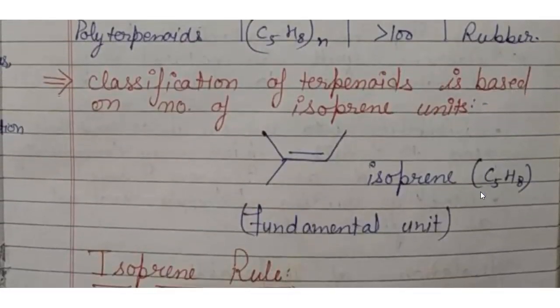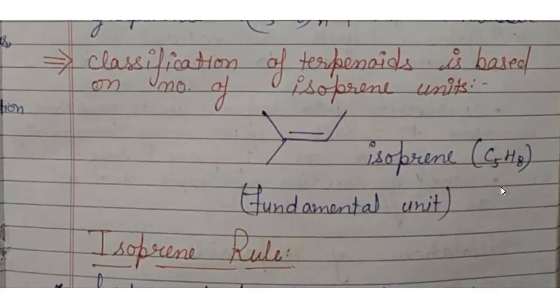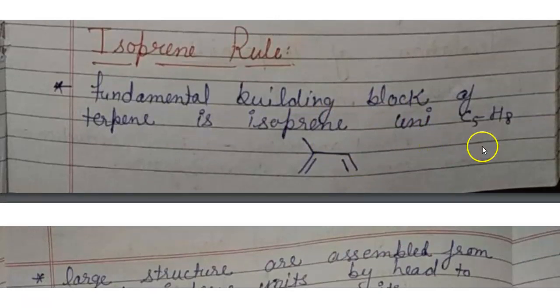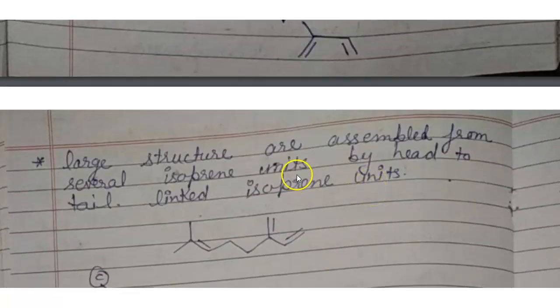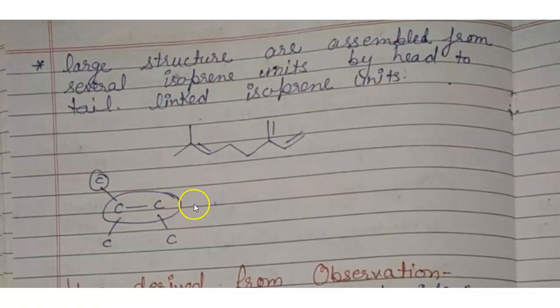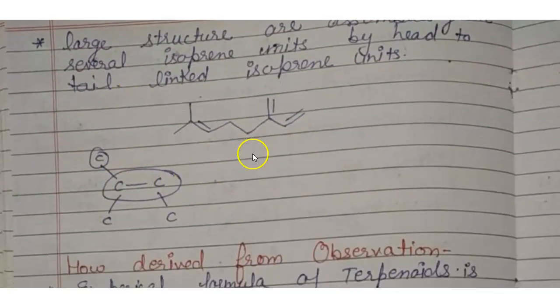Classification of terpenoids is based on the number of isoprene units. You can see this is the isoprene unit, C5H8, its formula and fundamental unit. Isoprene rule: the fundamental building block of terpene is the isoprene unit, C5H8. Larger structures are assembled from several isoprene units linked head to tail. You can see here is an isoprene unit and it is linked head to tail.